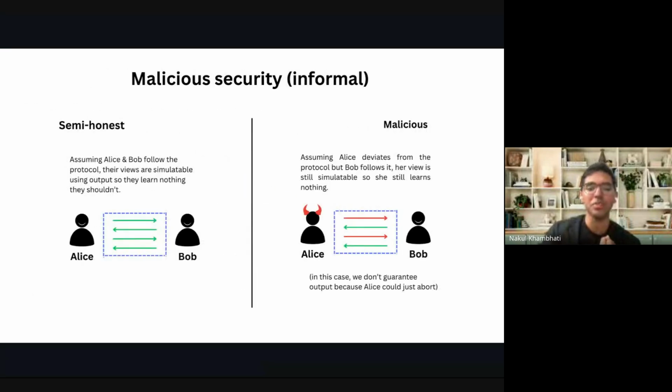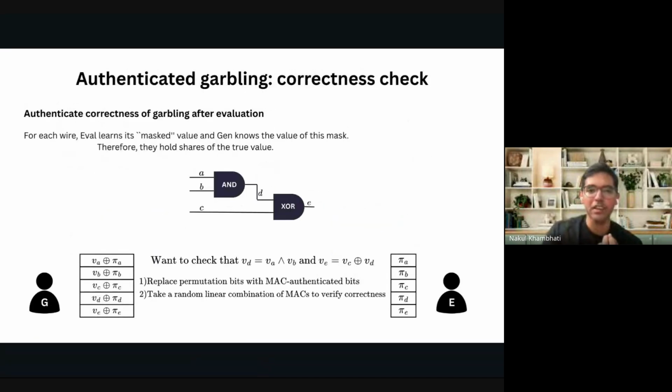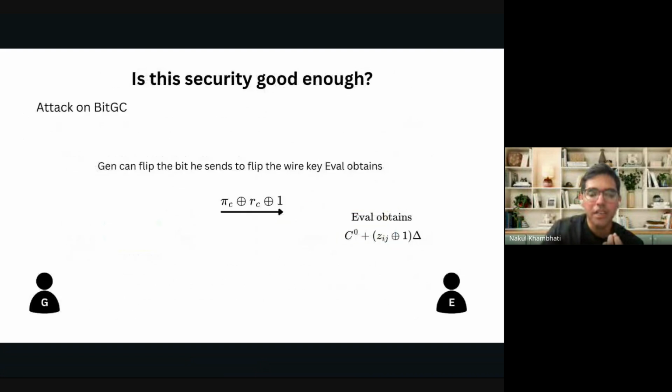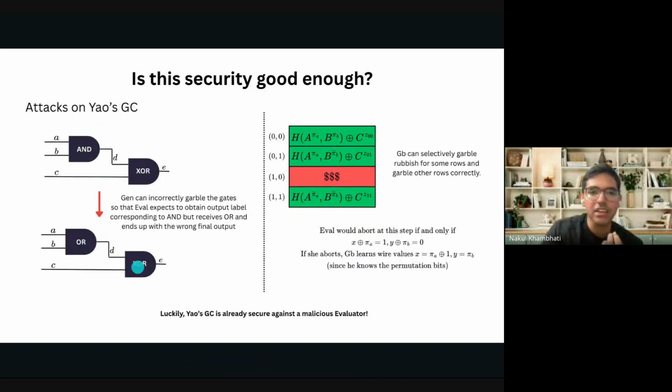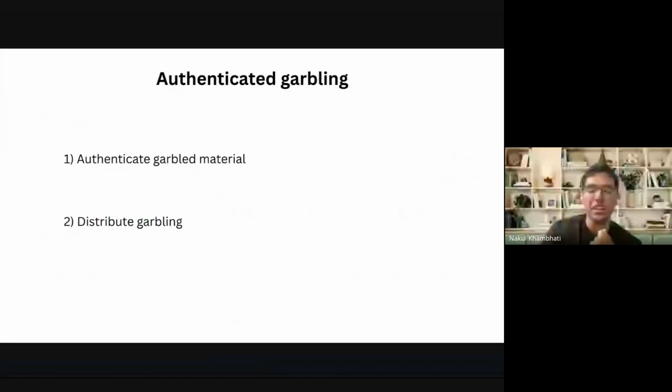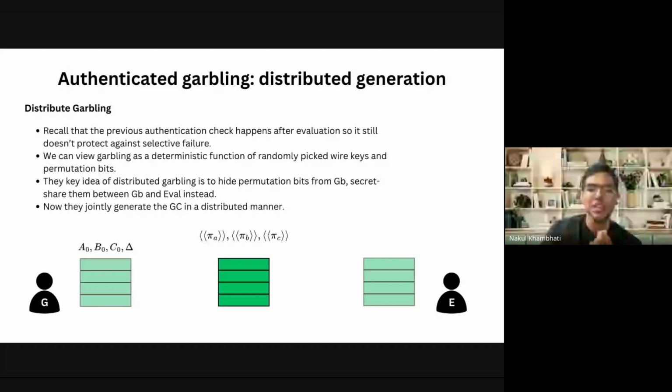So quickly going back, we had that selective failure attack, which gives the garbler information if he has his permutation bits, which can unmask those masked values, and he can use that to reveal the underlying wire value. So with the secret shared bits, this is not a concern anymore. And that's the main purpose of distributing this garbling process.